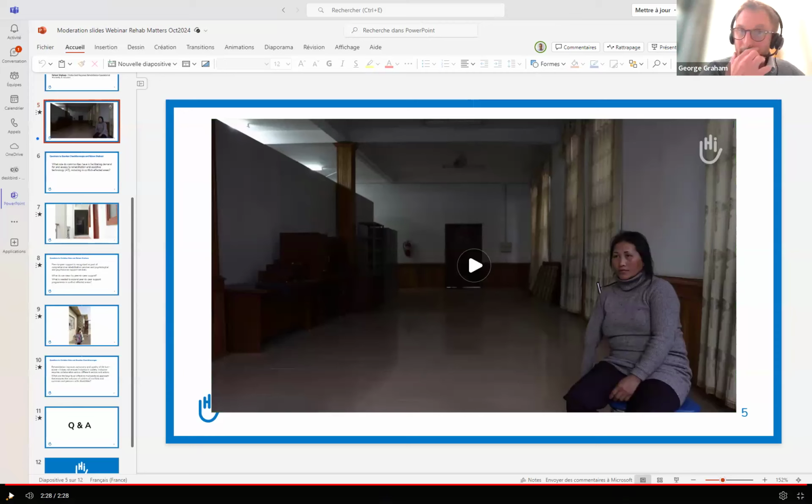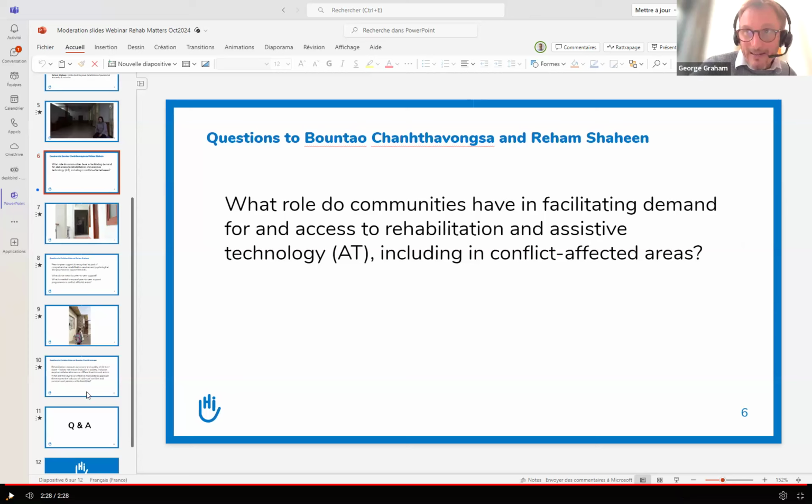I would like to bring in both our panelists, Buntao and Riham, to just talk a bit about what role communities have in facilitating demand for and access to rehabilitation and also assistive technology, including in conflict-affected areas. And by assistive technology, we mean the technology, things like prosthetics and other aids, that help people to have mobility or to have their needs met.